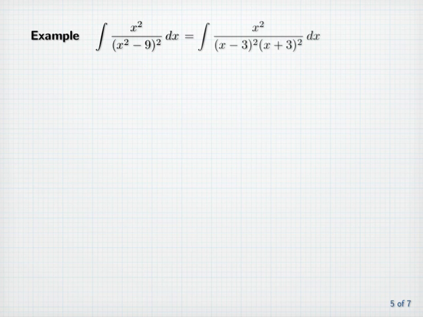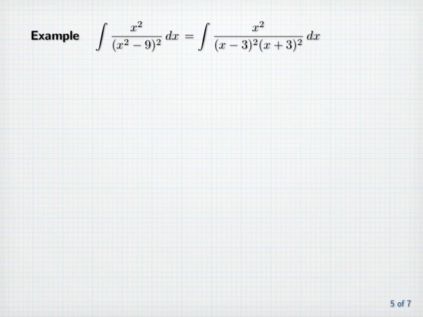Here's another example. Let's find the indefinite integral of x squared divided by x squared minus 9 quantity squared. Now notice that the quadratic x squared minus 9 is not irreducible. It factors into x plus 3 times x minus 3. So the complete factorization of the denominator is x minus 3 squared times x plus 3 squared.